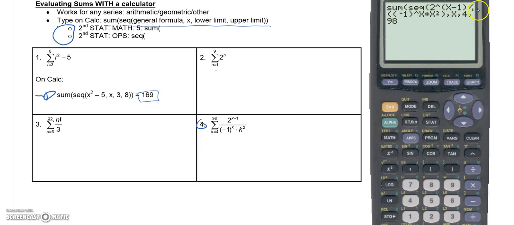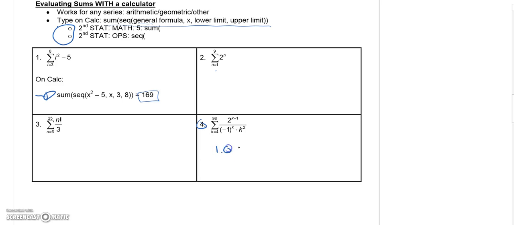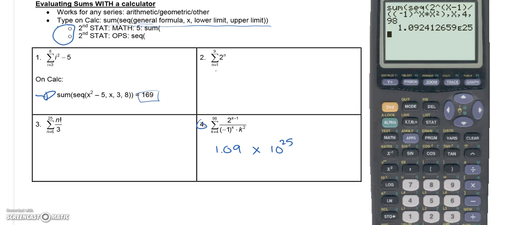And this is going to be thinking for a while. Because think about the numbers you're plugging in. That's a pretty complicated formula, and you're plugging in 95 numbers. We get 1.09 times 10 to the 25th power. And again, that means take this number 1.09, multiply it by 10 to the 25th. Basically, we're going to move this decimal over 25 spots. So that's going to be a huge number.